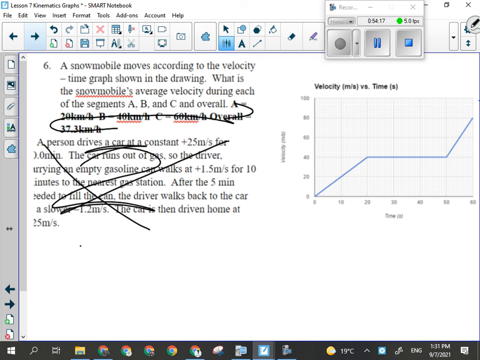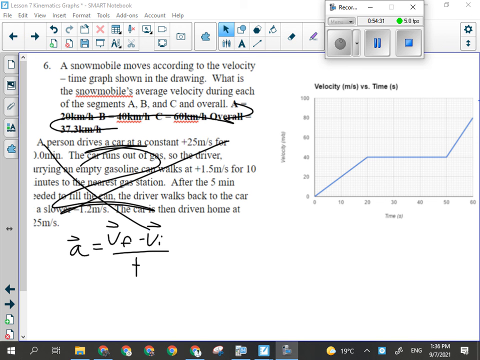And remember, I did give you your formula sheets here, but just so you have it, average acceleration is calculated that way. I'll give you a few minutes on that. All right, let's have a look at this one here.